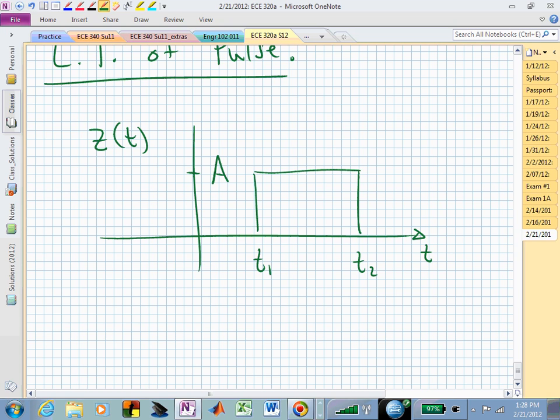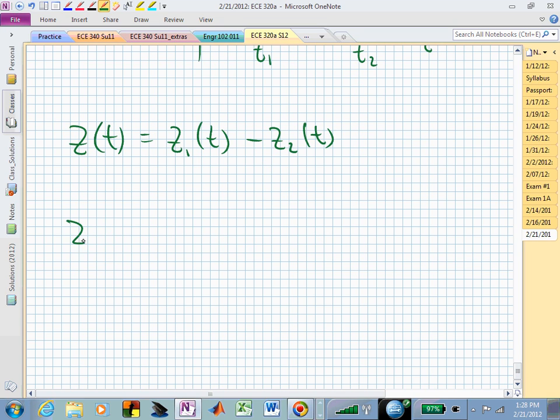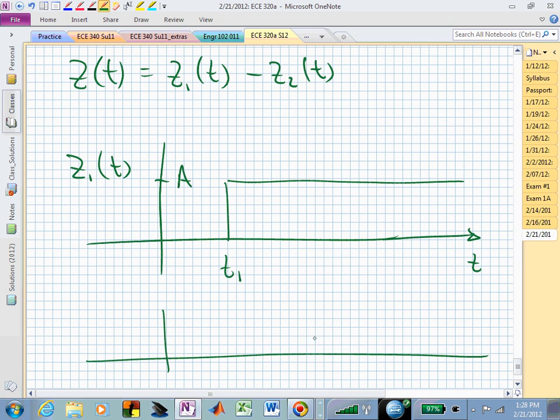Can you see that I can create this pulse out of some unit steps? If I turn on a unit step at time t1 and scale it by a, I would have something that went on forever. But if I turn it off at t sub 2, then I'm just left with this pulse. Because I know how to Laplace transform unit steps, suppose that I have z1, which looks like that, and z2, which looks like that.